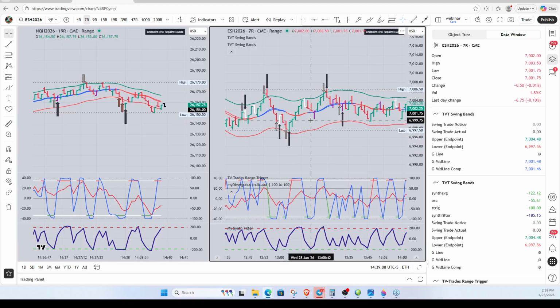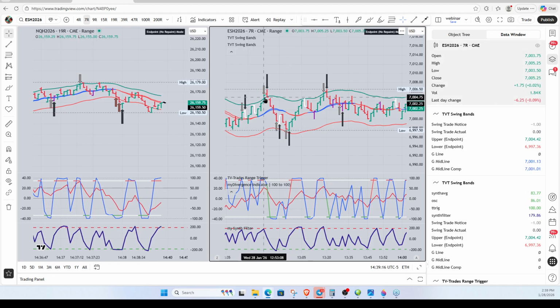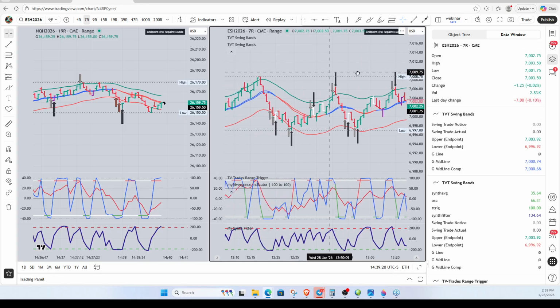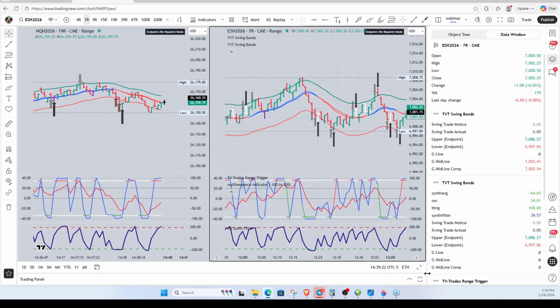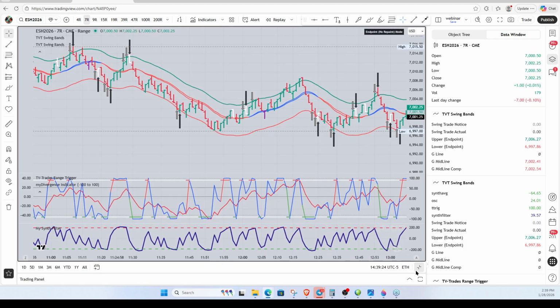Now the gray arrows don't get filtered, it's the black arrows that actually get filtered. But this one right here won't get filtered. This one right here will get filtered. This one right here will get filtered. This one right here will get filtered. So that's what it looks like if you put it side by side.